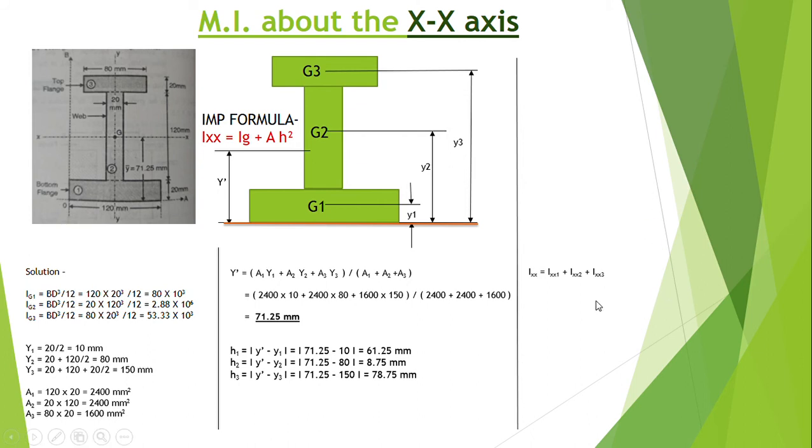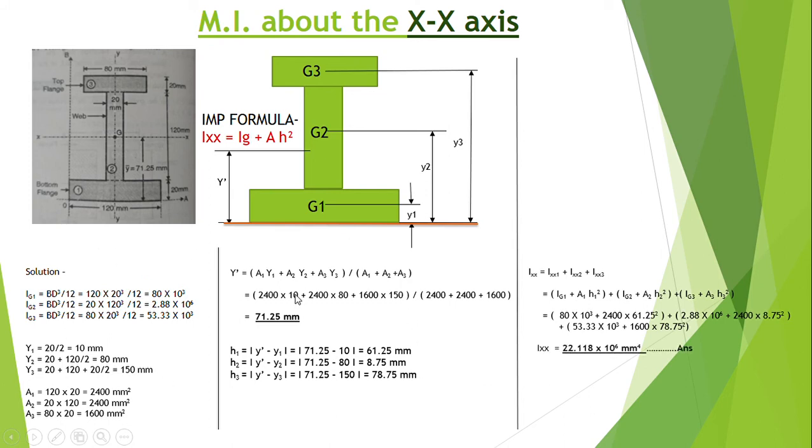Now the final formula: Ixx total will be the sum of the moments of inertia of all sections, Ixx1 plus Ixx2 plus Ixx3. As we know, Ixx means Ig1 plus A1 H1 squared, so we'll put in the values. Ixx1 is equal to Ig1 plus A1 H1 squared, Ixx2 is Ig2 plus A2 H2 squared, and Ixx3 is Ig3 plus A3 H3 squared. We have all the values, so substituting the values we calculated here, we get Ixx equal to 22.118 into 10 raised to 6 mm raised to 4.